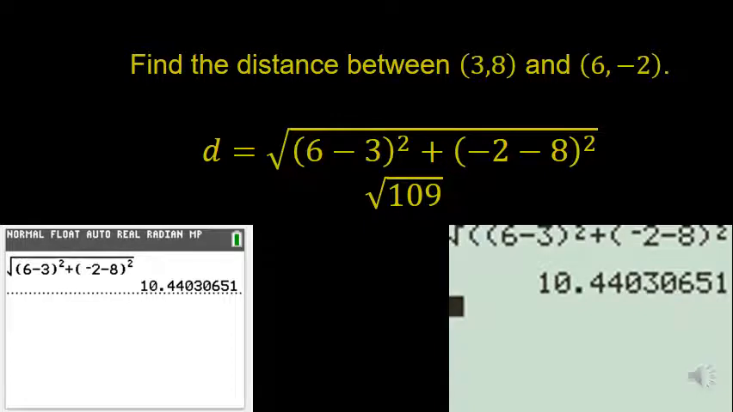I have a couple of screenshots here. The one on the left would be from a TI-84, and the one on the right is what I always put when I'm doing things from a TI-83. And you notice that both times it's giving me about 10.44. Well, if you take the square root of 109, you get about 10.44. So it's just the same answer written a different way.